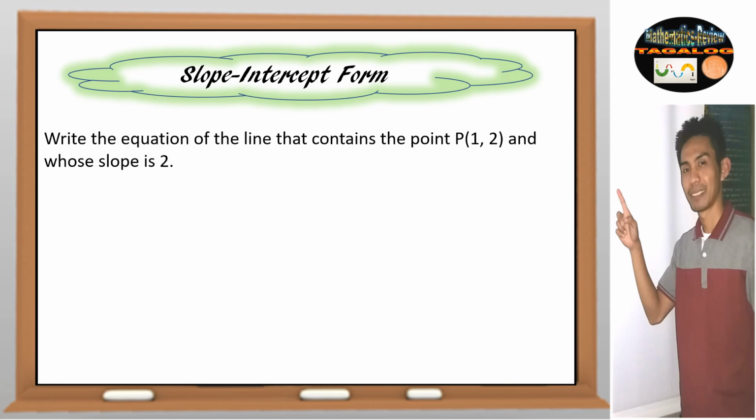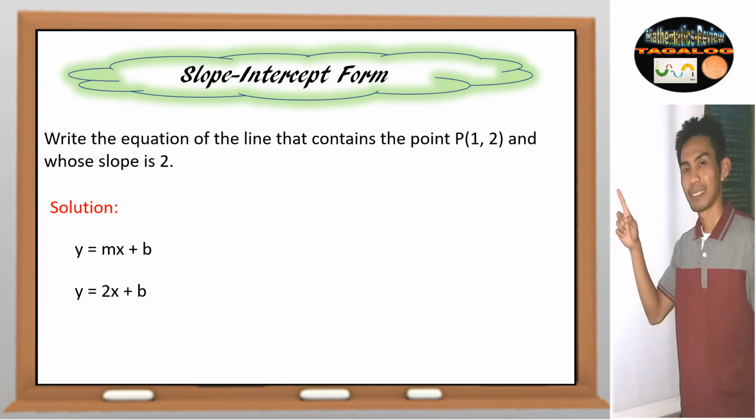Okay, another example. Write the equation of the line that contains the point P, x coordinate is 1, and y coordinate 2, and whose slope is 2. So, solution. Using y is equal to mx plus b, substitute 2 for m. So y is equal to 2x plus b. So mapapansin natin, ang given lang dyan is point, which is 1 and 2.